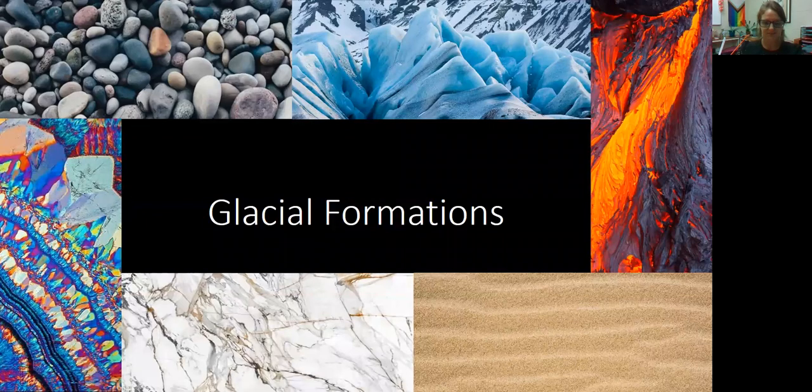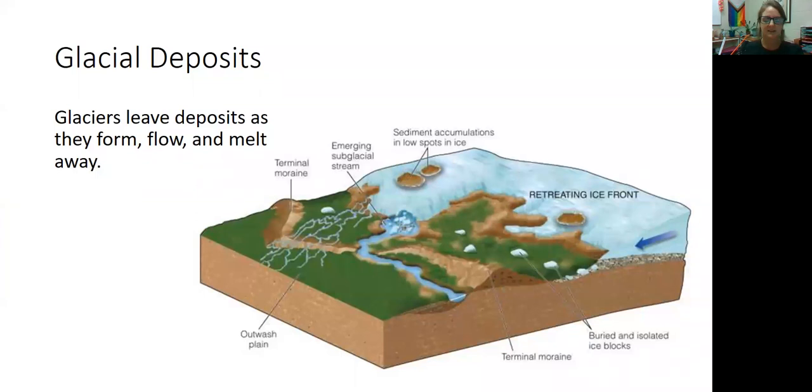Glacial formations. When glaciers erode the landscape, they don't just leave behind these huge valleys, they also tear up the landscape, creating a lot of gravel and rubble. They move that gravel and rubble around, they deposit it elsewhere, right, creating these glacial deposits that we can interpret.